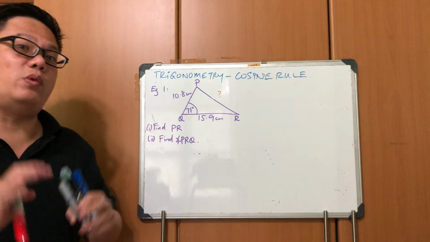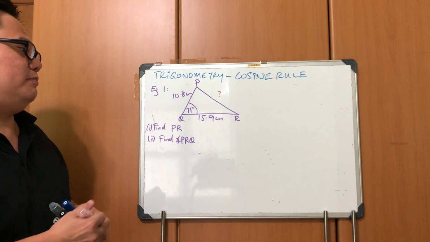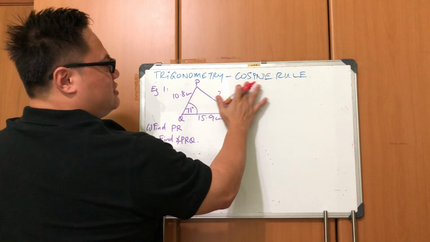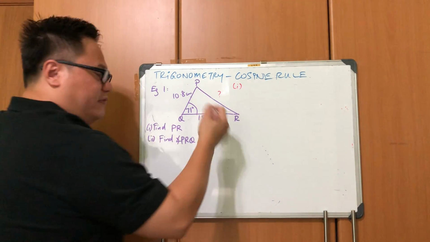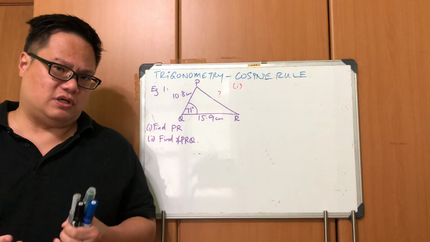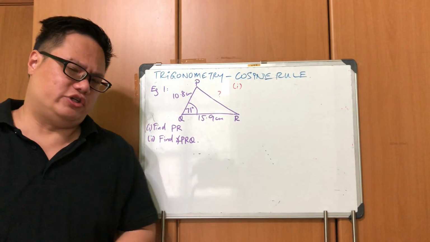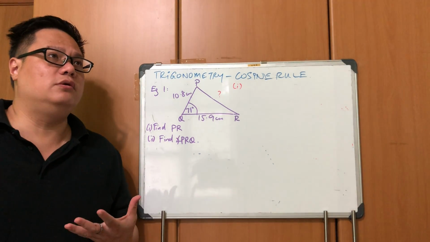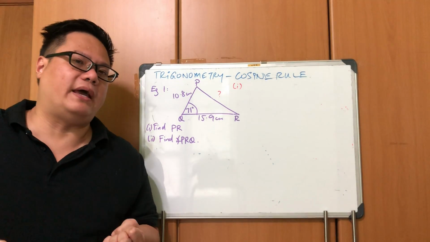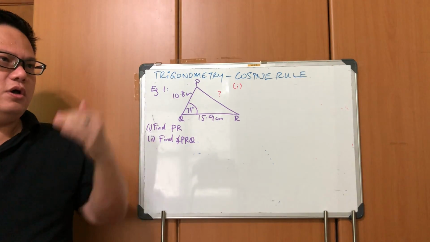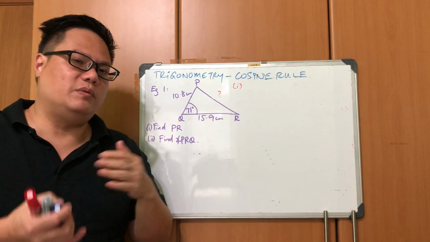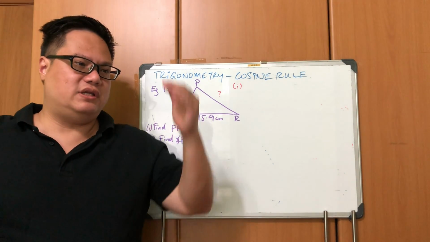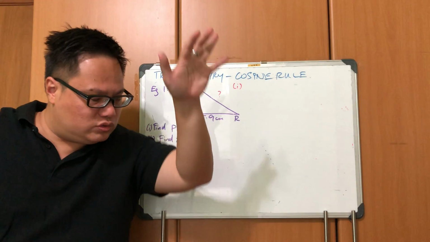We do things one step at a time. Let's work with PR first. How do we find PR? We're trying to find the length of PR. Normally when we look at a trigo question, we ask ourselves, what do I do? Do I apply sine rule? Do I apply cosine rule? Do I apply Pythagorean trigo ratio? If you're not very comfortable with all the different things you've learned in trigo, you can have a checklist. Just run through this checklist.